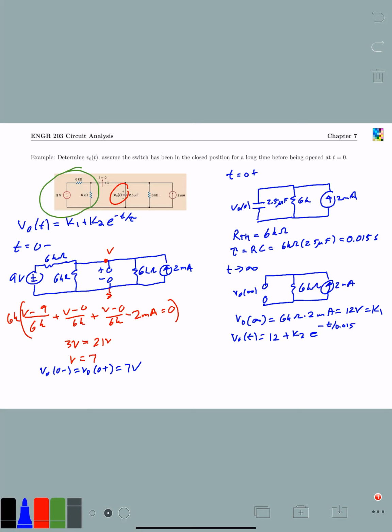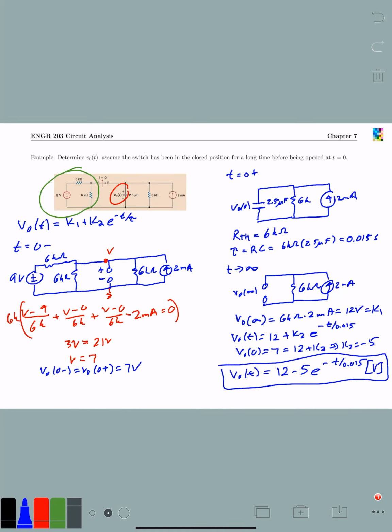Then we can solve for K2 by knowing V0 of 0 is 7. So K2 is negative 5. And my final answer is V0 of t is 12 minus 5 e to the minus t over 0.015. And my units are in volts.